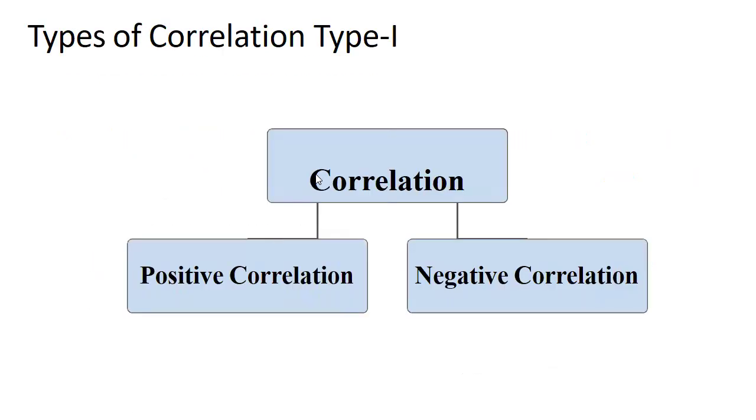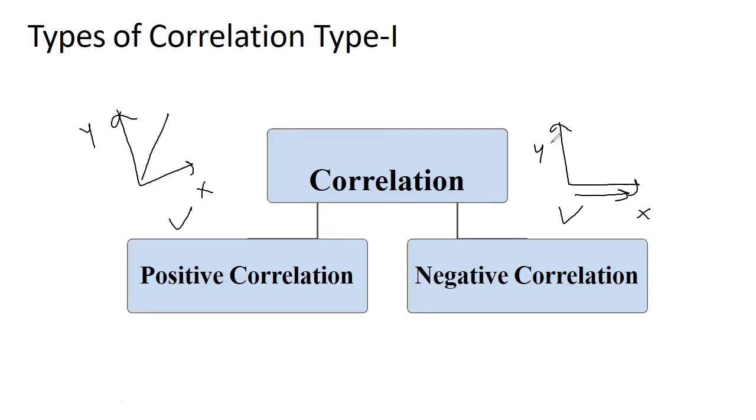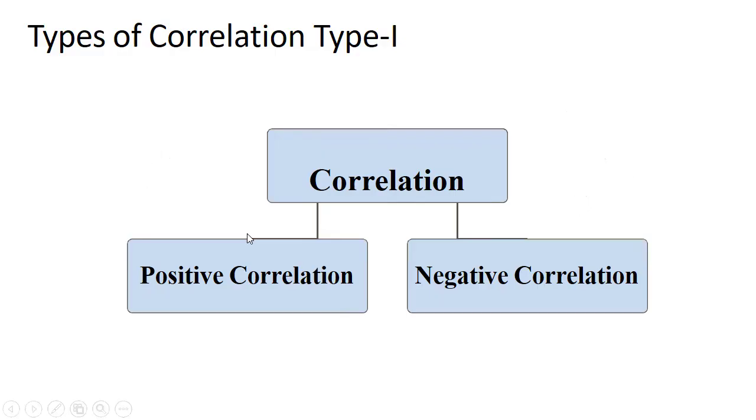Now, types of correlation. Type 1: correlation may be positive as well as negative. Positive correlation means when you increase one variable, the other variable also increases. Negative correlation means when you increase one variable, the other decreases. This is negative correlation. This is positive correlation. So correlation may be positive or negative.